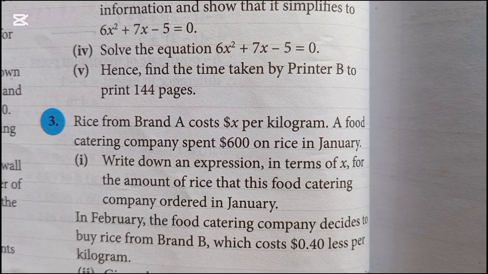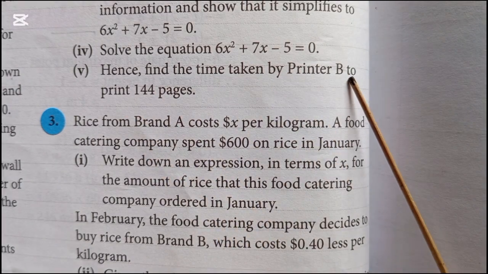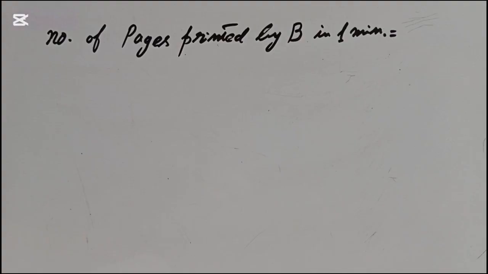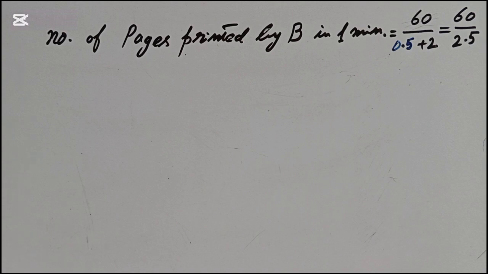The fifth part says, hence find the time taken by printer B to print 144 pages. The number of pages printed by printer B in 1 minute equals 60 by x plus 2. Now 60 by 2.5. Why? Because in the previous part we calculated two values of x. One was half, meaning 0.5, and the other one was minus 5 by 3. So the negative value we will not consider. So the number of pages printed by printer B in 1 minute equals 60 by 2.5.